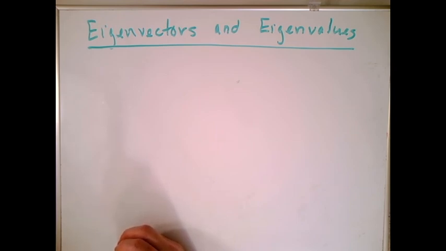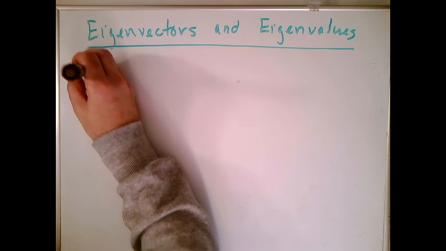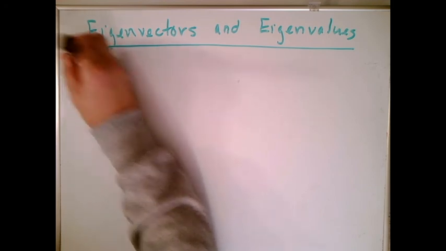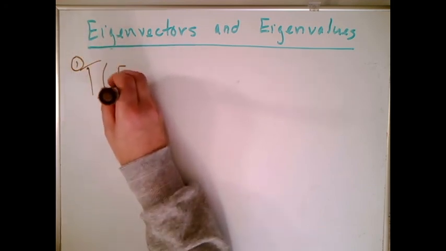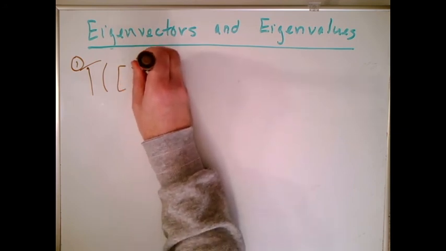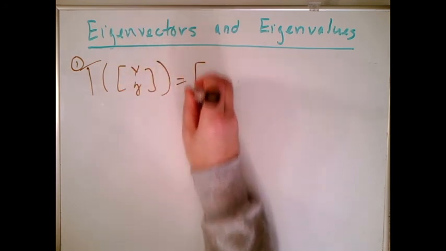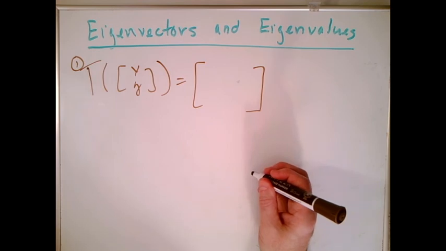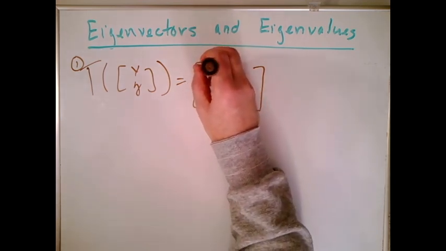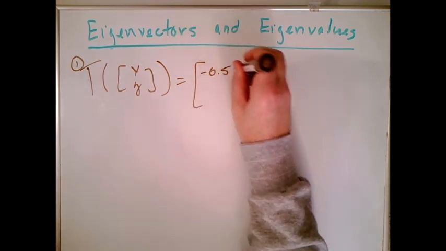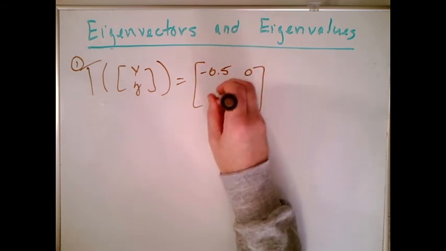What I would like to do is just start with one that's really easy to see. So this is just an example. I'm going to write down a linear transformation and see what we can do with this. I'm going to make this one say minus 0.5 and 0 and something like 0.3.